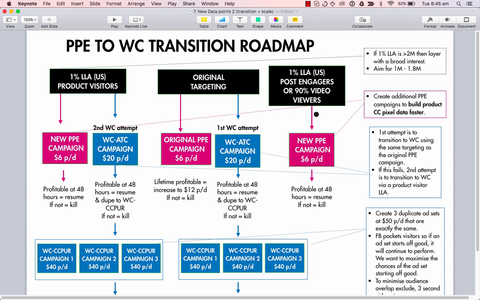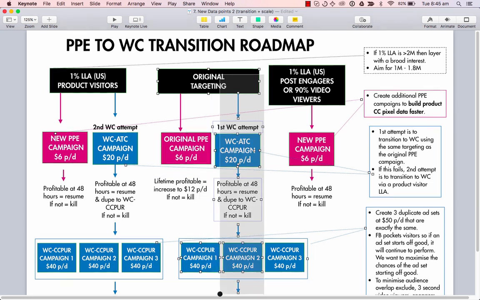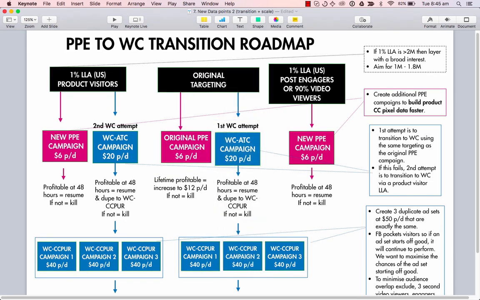So we're going to look at this PPE to WC transition roadmap in two attempts, so two different phases. Let me discuss the first phase first. This is the first phase here. The first thing that you want to do, as I discussed in the previous slide, is duplicate your PPE campaign into a WC campaign, and leave the original targeting in that campaign.